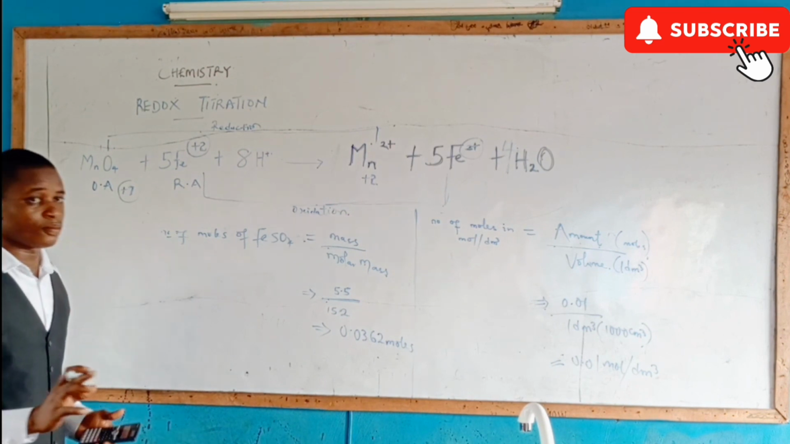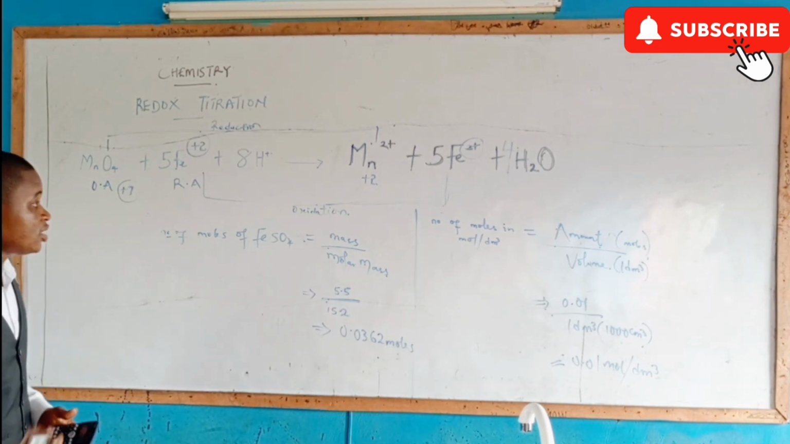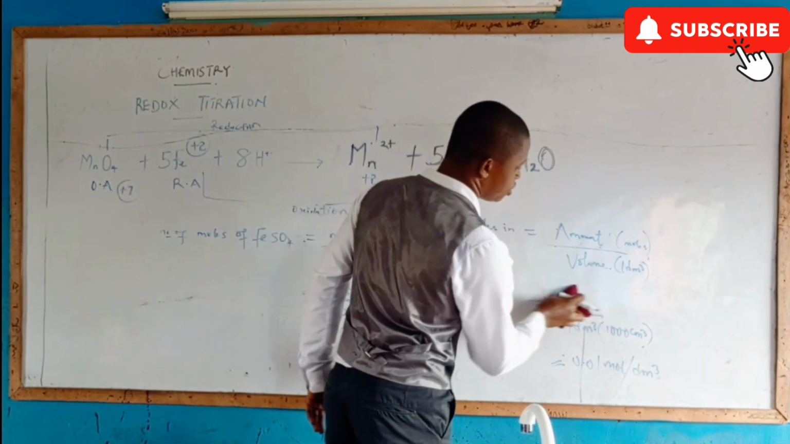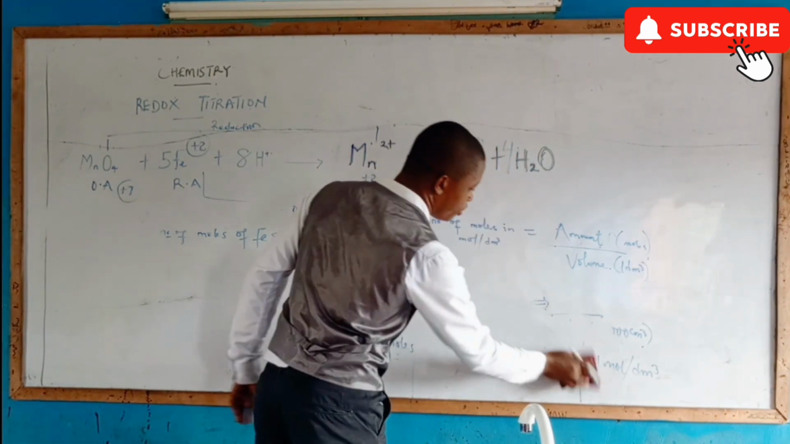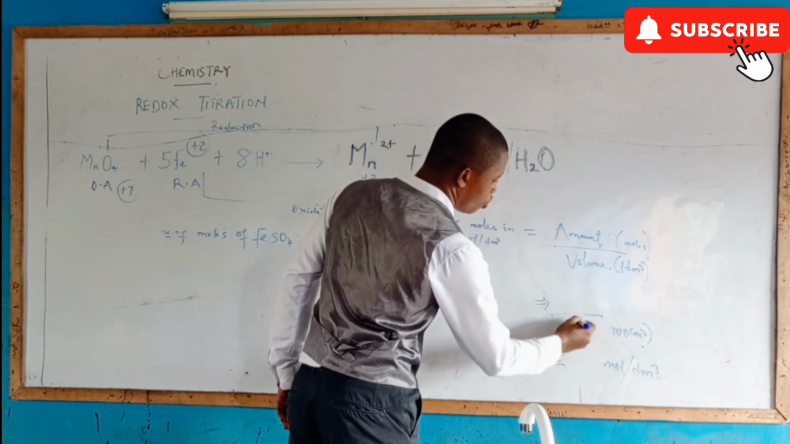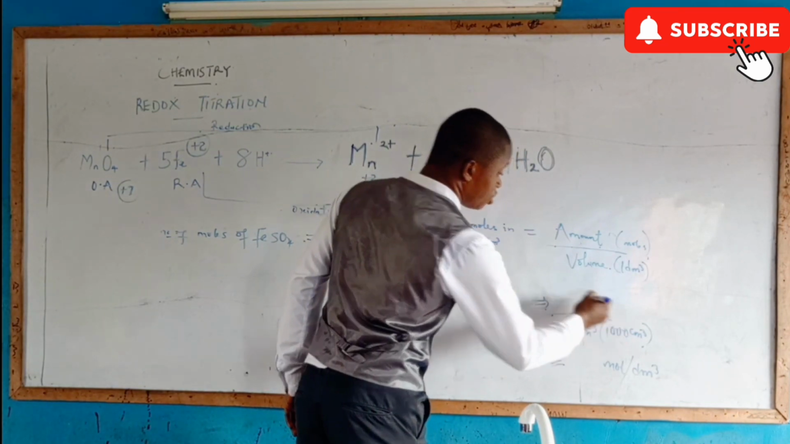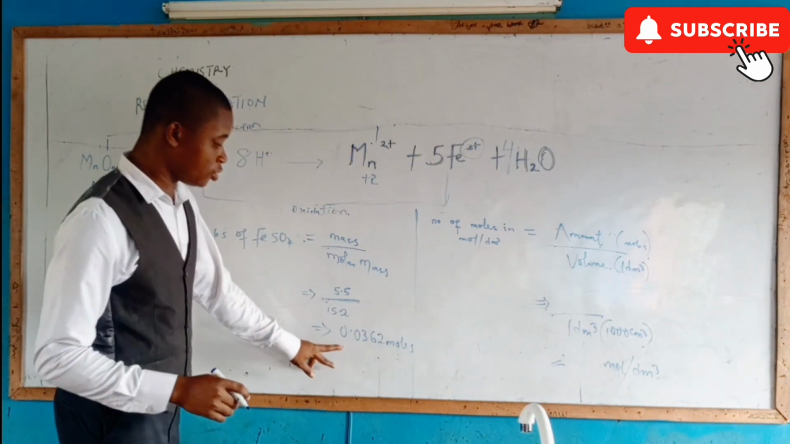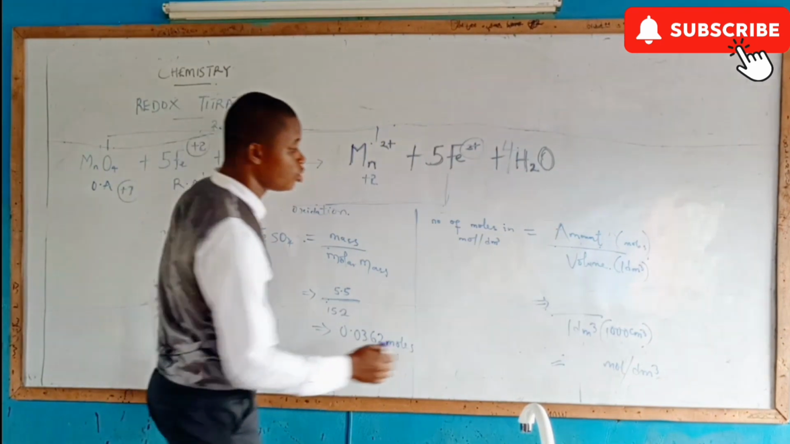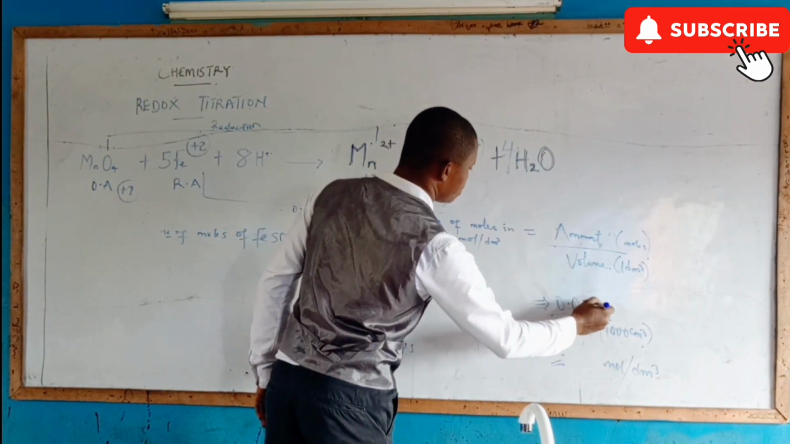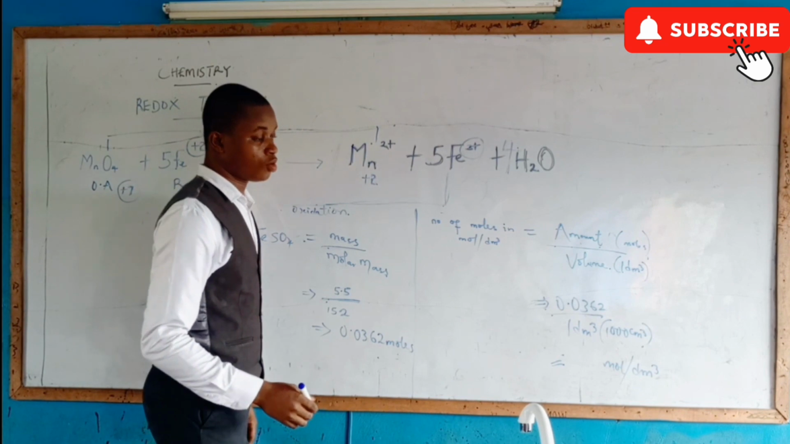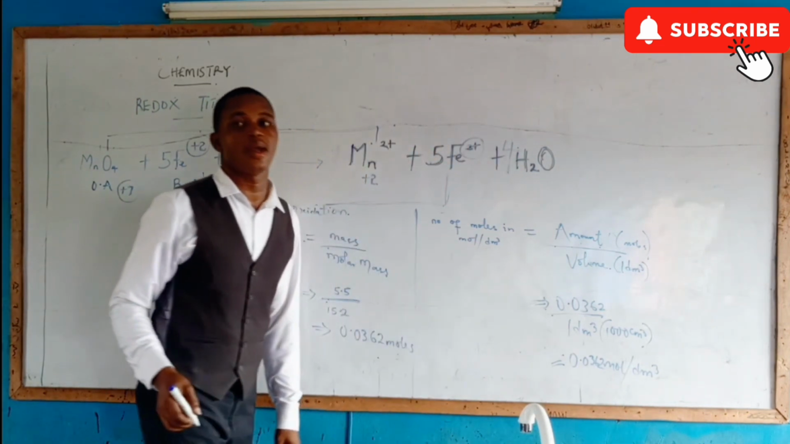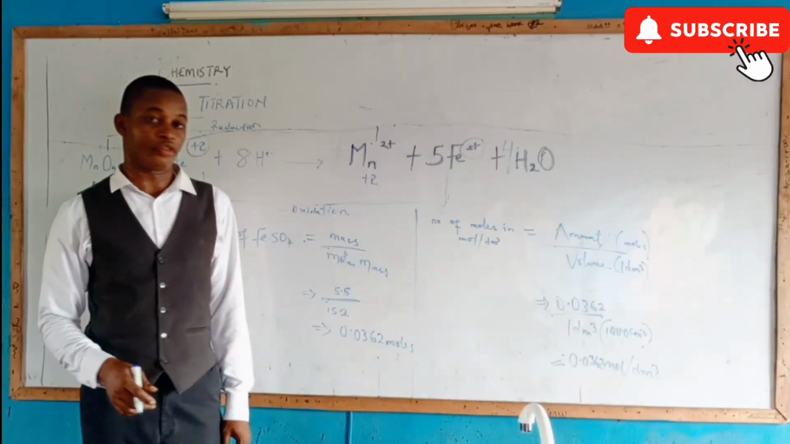Now, it is important to have it in dm cube. Therefore, refer back to this same formula. All I just need to do is erase this. We still have the same formula. So in 1 dm cube, which is also equivalent to 1000 centimeter cube, the number of moles, which is 0.0362, is 0.0362. When you divide, it will still give you the same value, 0.0362 moles per dm cube of iron sulfate.